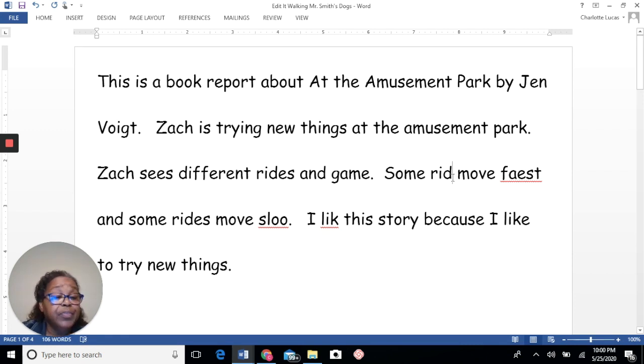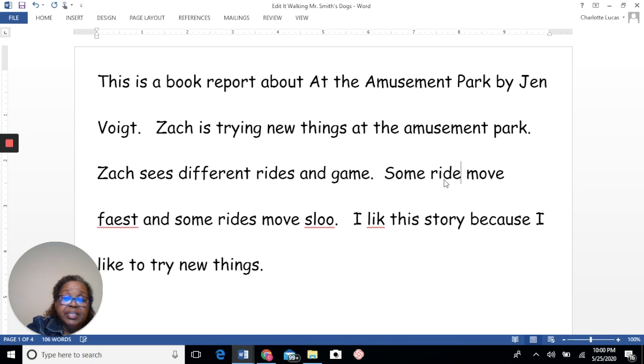I think the author is trying to say "ride." So this needs to make an I sound, the long vowel sound. If we need this to make a long vowel sound, we need another vowel. That's right. We can try for silent E vowel first. So let's add an E to the end.